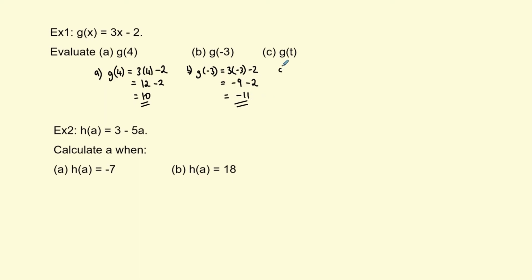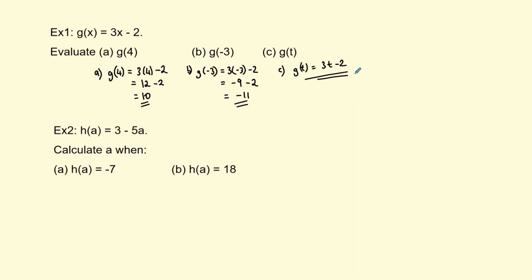And the last one, we're replacing the x with a different letter, so instead of having g of x, we're going to have g of t. Instead of having this x here, we're going to have a t, so it's 3t minus 2, and that's all you can do with that. So this is just a simple substitution of t into the function.